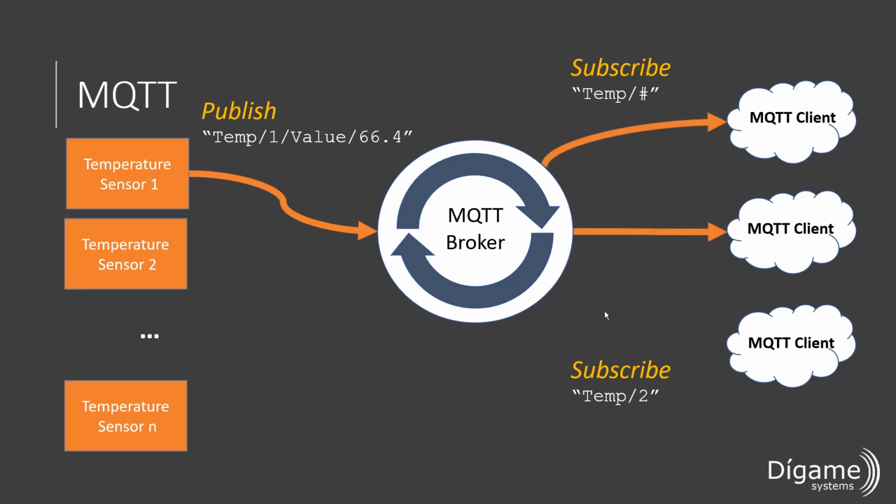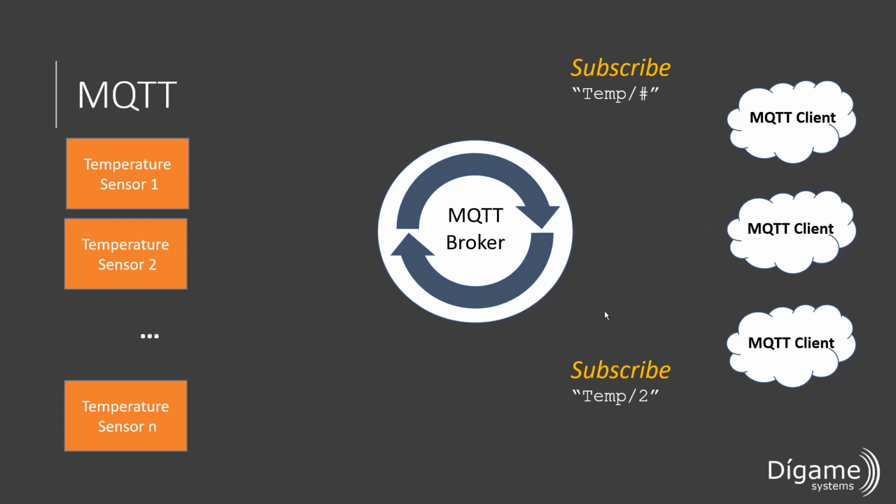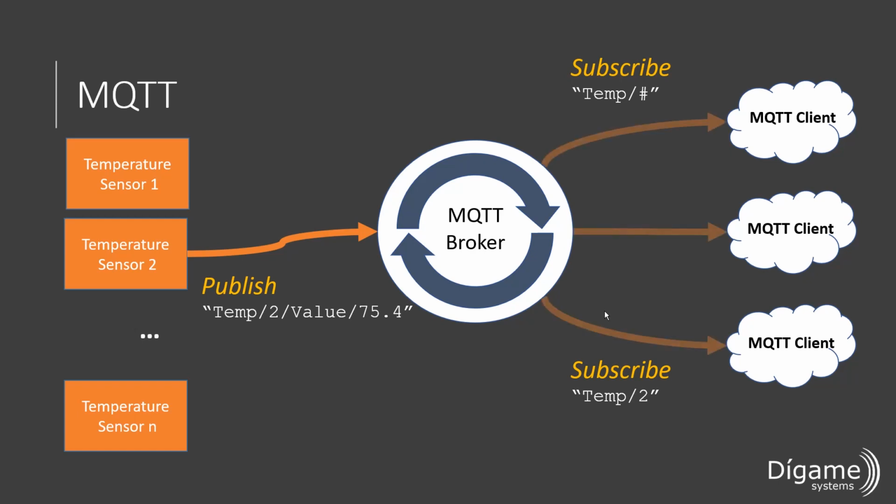But he won't send anything to the guy on the lower right because he only cares about stuff from sensor 2. In contrast, when sensor 2 sends out a message, the broker realizes that those subscriptions overlap, and so he fans out that data to everybody.